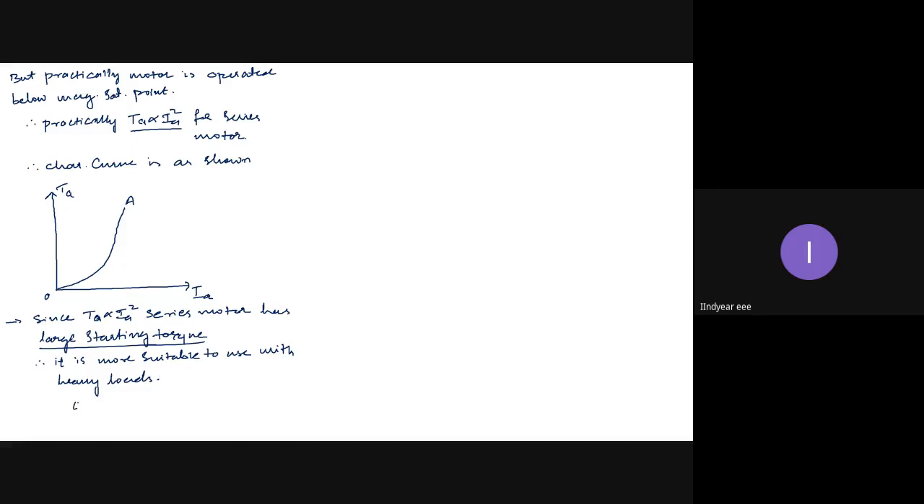So the best example for DC series motor application is traction motors. It is used in almost all traction applications. Most of the electric trains use DC series motors because it has very large starting torque compared to any other motor, and it is simple in operation. That is the reason why DC series motors are generally used in almost all traction applications.